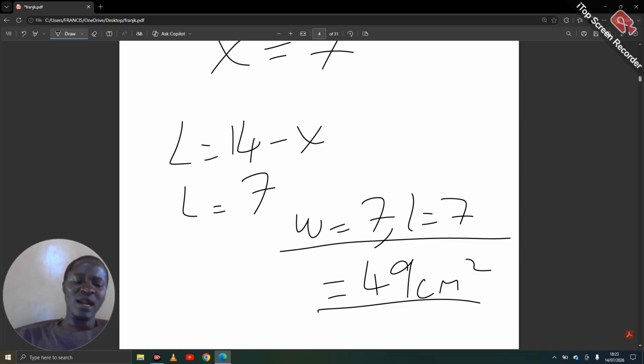I know you might be wondering, how come this is a rectangle and the dimensions we are getting are square dimensions? That is how calculus is. So long as you know what you are doing and you have the right answer, don't question such. Just provide the answer, leave the rest of the question.